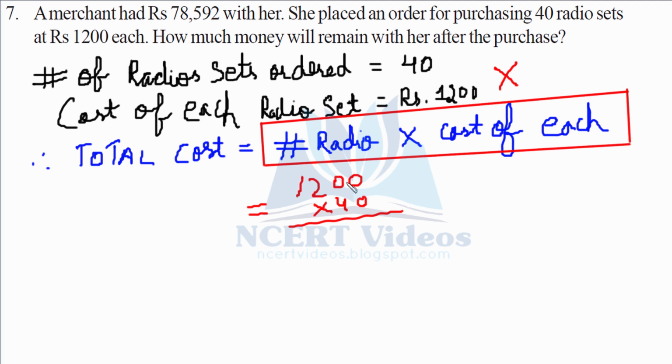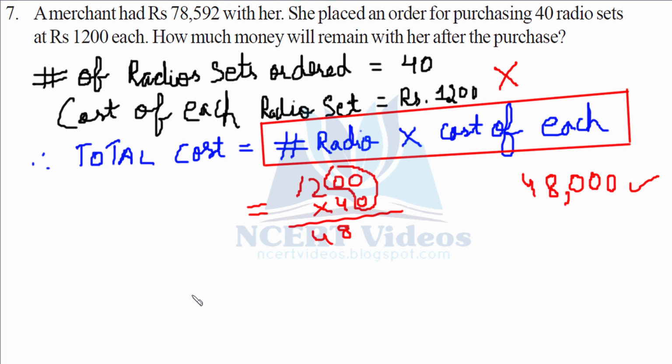Now here's a trick. Take all zeros and write it down. There are 3 zeros, so write it there in the answer part. 0, 0, 0. Now simply multiply 12 into 4. That gives you 4 2s are 8, 4 1s are 4. That gives you 48. Now just write it where you have written zeros. So that gives 48,000. Rather than multiplying all the things, just take zeros apart.